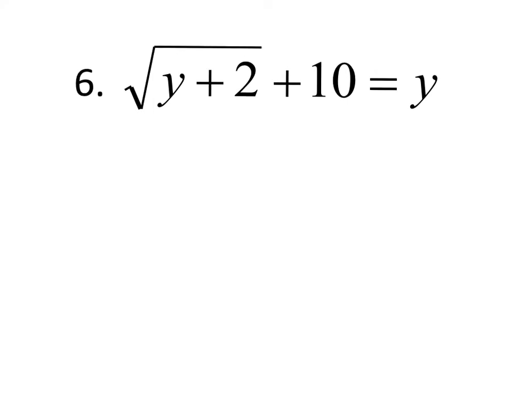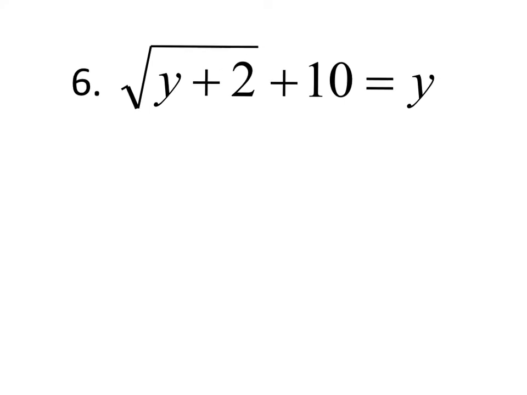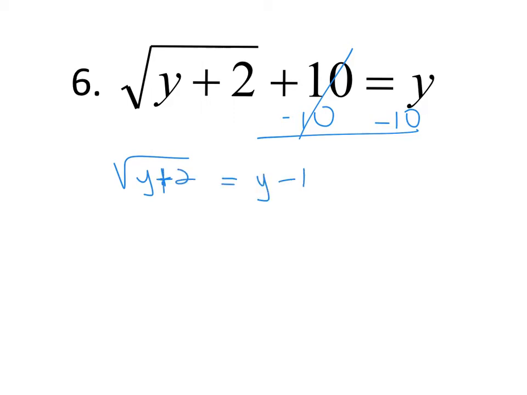Now the next one is going to take some time because if you notice, this is the first problem we have where there are 2 letters here. There's a y on both sides. Okay, so we're going to subtract 10 to isolate the square root. You get y plus 2 equals y minus 10. Then you're going to square both sides.